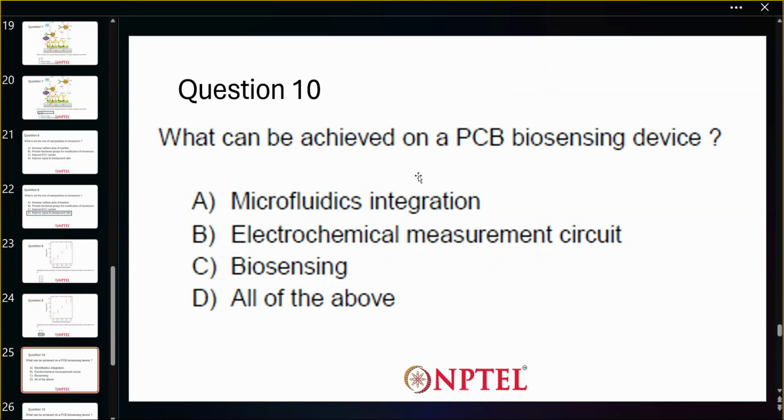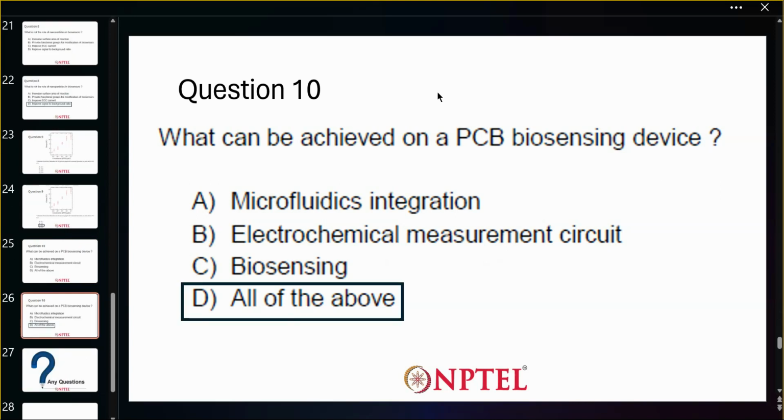Now coming to microfluidic integration, basically using microfluidics is very easy. You can even have microneedles, which we had in the previous week also. So microfluidic integration is quite easy. One of the basic examples of a PCB based biosensing device is a glucose sensor. So the answer is all of the above.